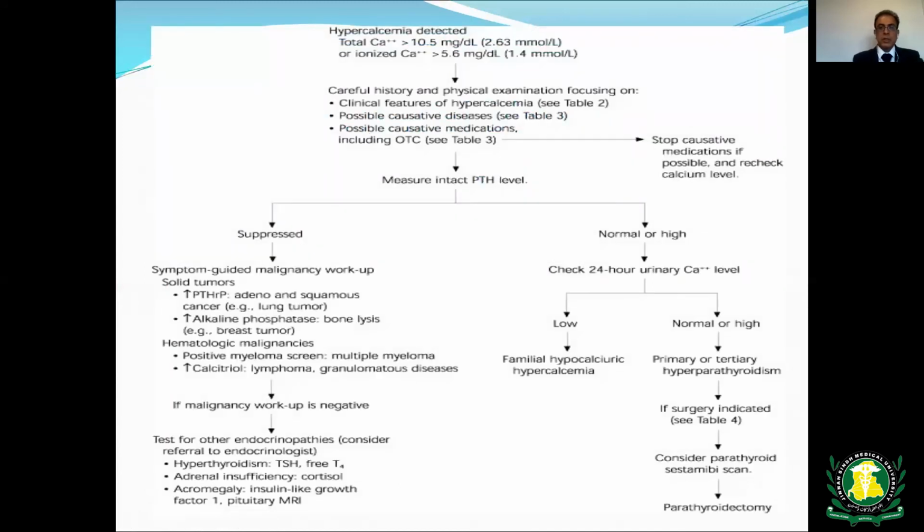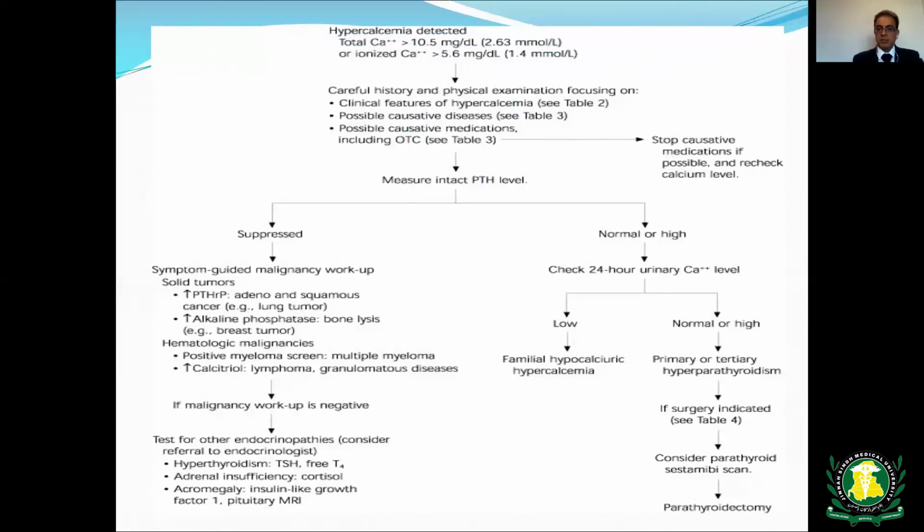So what's the best way to investigate? Once you have your blood test, which confirms that the patient has hypercalcemia, take a good history, try to look for any disease, whether any history of cancers or not, and then any medication. As I said, medication is very important. Look for any over-the-counter medication as well. If the patient has any, just stop, wait for a few weeks, and then check the calcium.